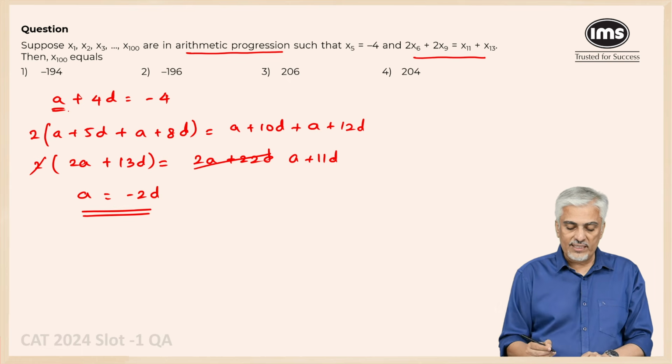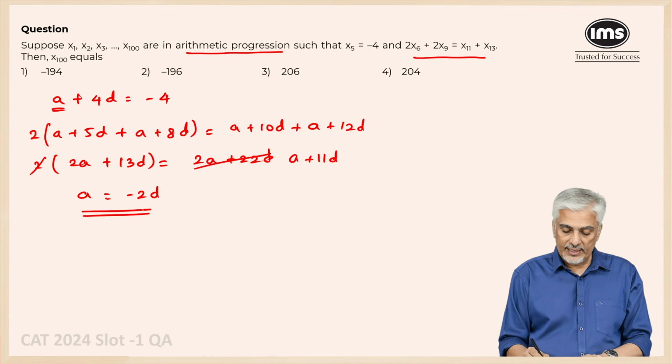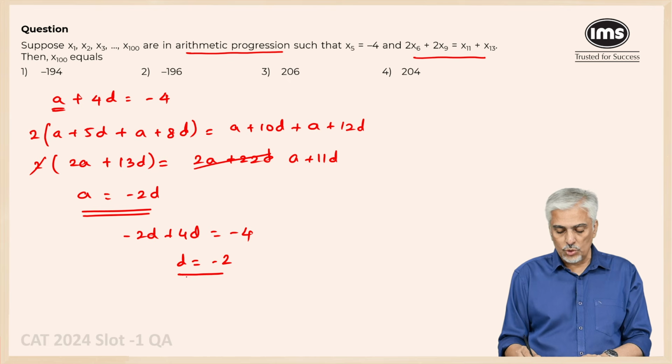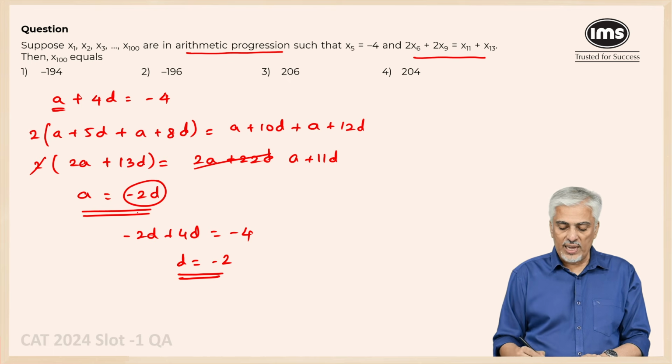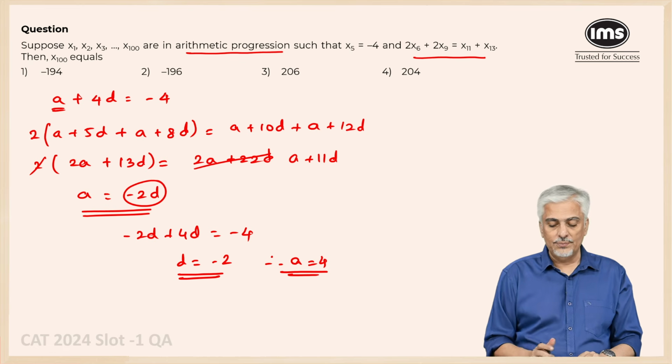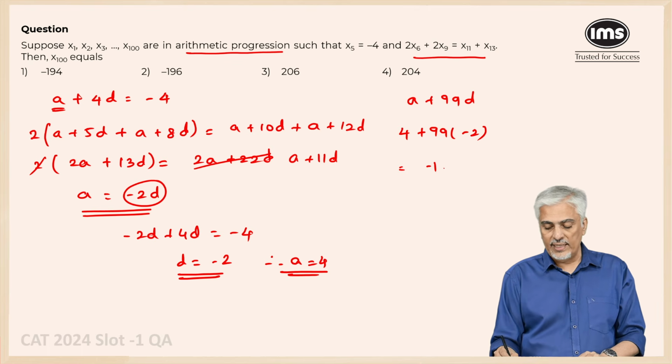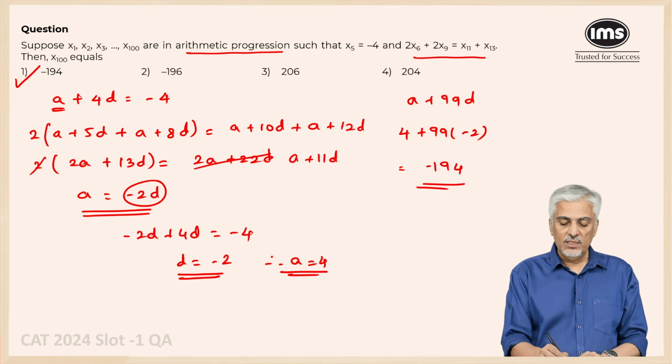So put a as negative 2d over here, what will we get? Putting a as negative 2d, I'll get negative 2d plus 4d is negative 4. 2d is minus 4 and d is minus 2. d is minus 2, therefore a will become 4. They want us to find the 100th term. 100th term will be a plus 99d, that is 4 plus 99 into minus 2. Negative 198 plus 4, negative 194, which is the first option.